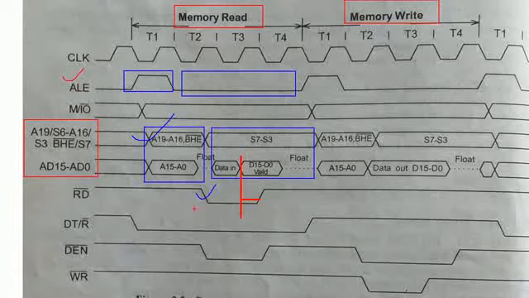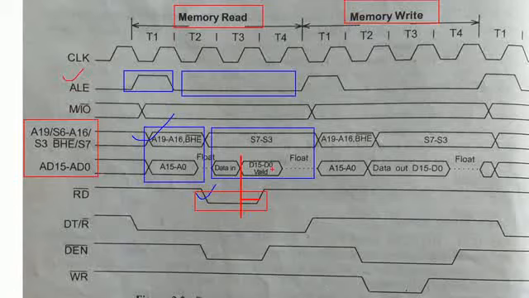The read signal period is a prefixed time period. Within this time period, the microprocessor realizes that there is valid data on the data bus, and it reads the data from the data bus. So this is about the RD bar signal.